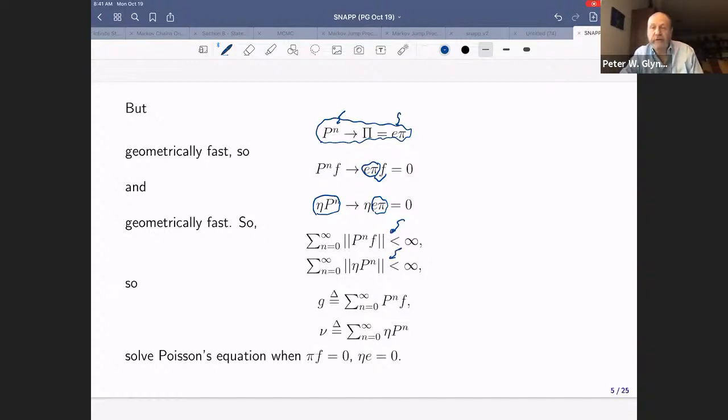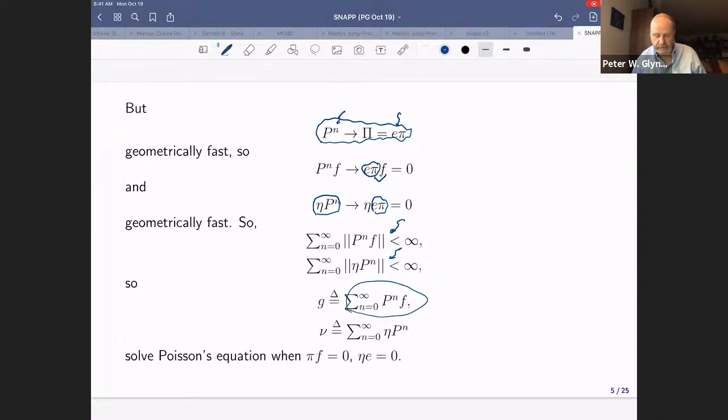So it is the case that this infinite sum converges and is a meaningful infinite sum, which suggests that maybe we can solve Poisson's equation by just postulating that the infinite sum of powers of P to the n hitting the function f is a solution of the vector function version of Poisson's equation, while the infinite sum of eta P to the n, summed from n equals 0 to infinity, is a solution of Poisson's equation for the distribution version of Poisson's equation. So indeed, that approach works.